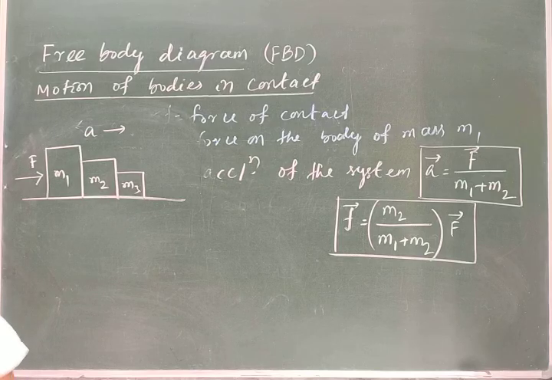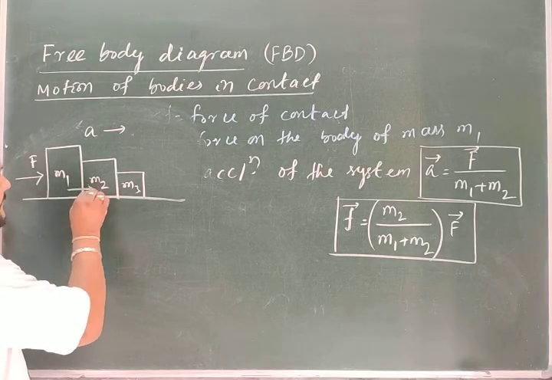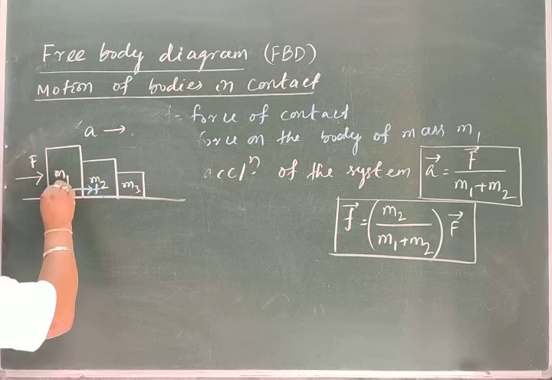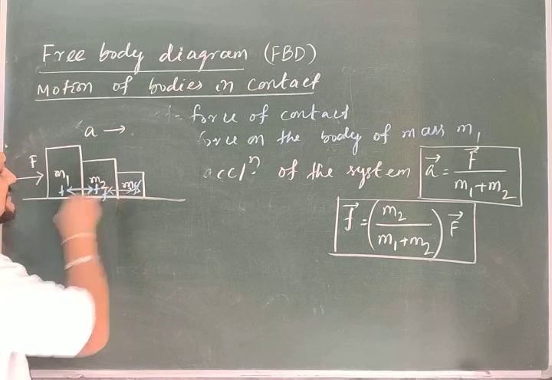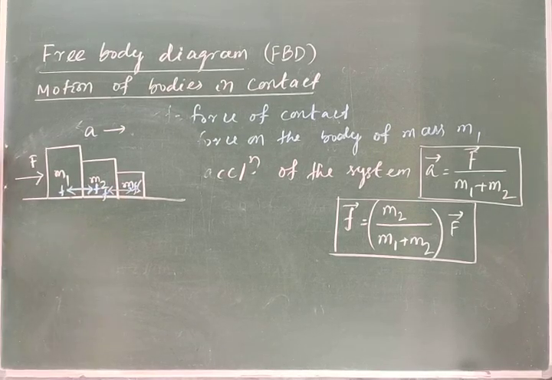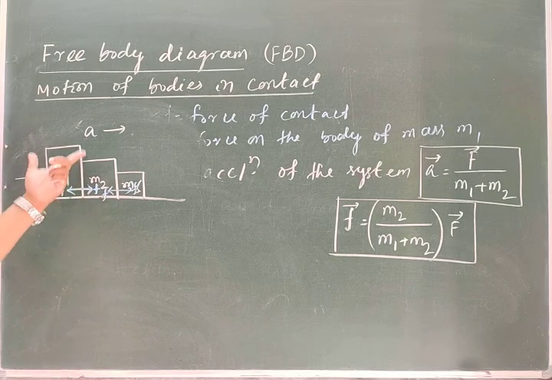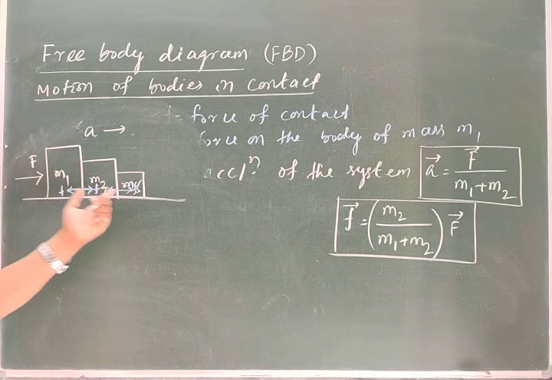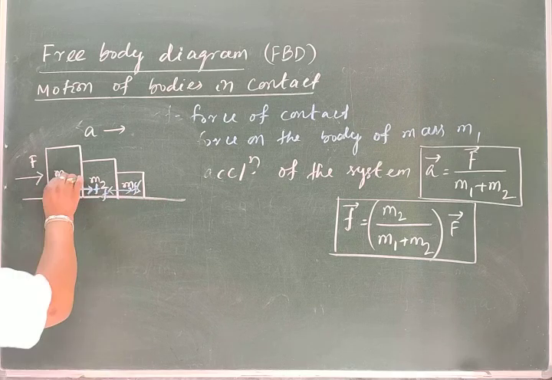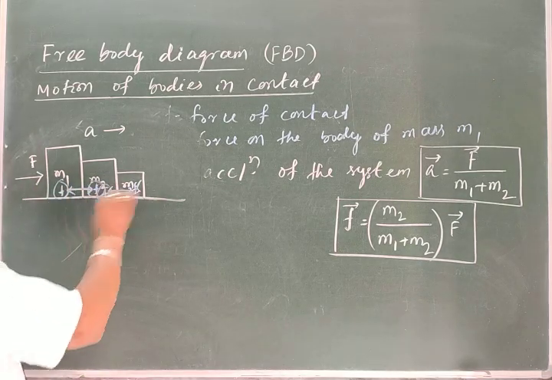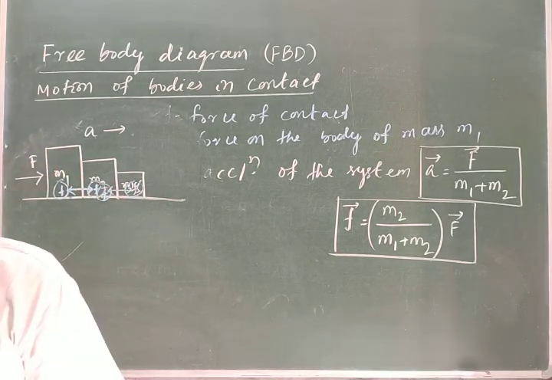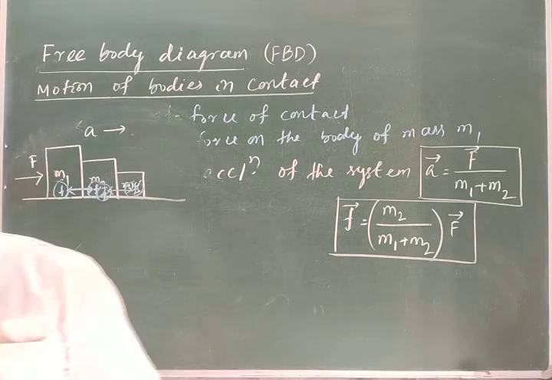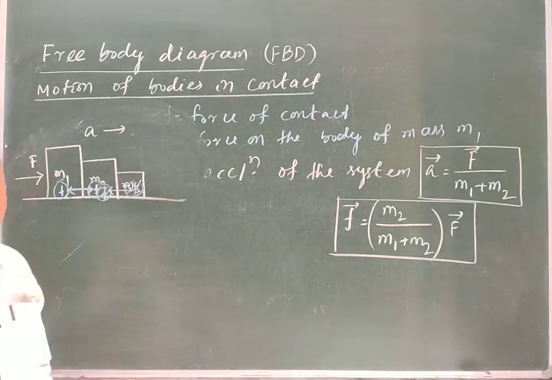Take this as homework. F is the contact force, action and reaction in between them, F dash. So you find F, F dash and this acceleration. And acceleration you already know: acceleration is equal to F by m1 plus m2 plus m3. But my point is to calculate the contact forces F and F dash, meaning the contact force between m1 and m2 and between m2 and m3. So take this as homework. Okay. And if the question is asked like that, you can solve the numericals.